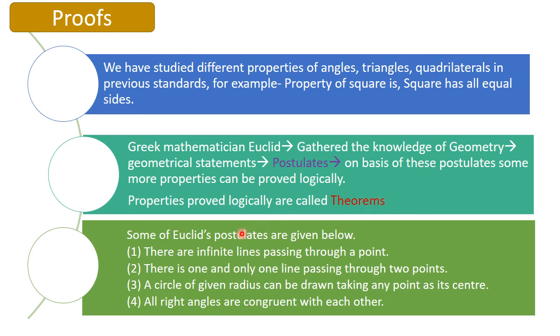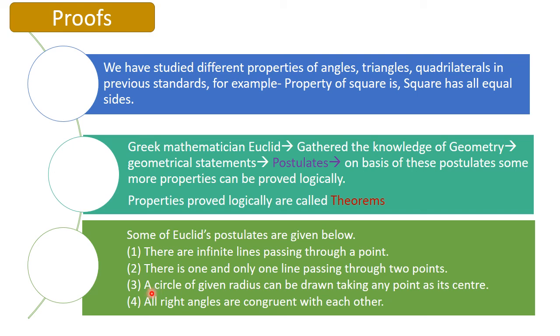Some of Euclid's postulates are given below. There are infinite lines passing through a point. This was one postulate which he was able to prove by giving many statements, and then a proof was given. So this postulate is also called a theorem. There is one and only one line passing through two points. This was also a postulate proved by Euclid.